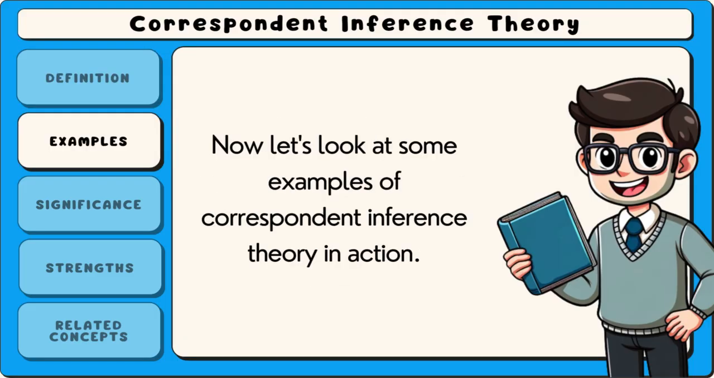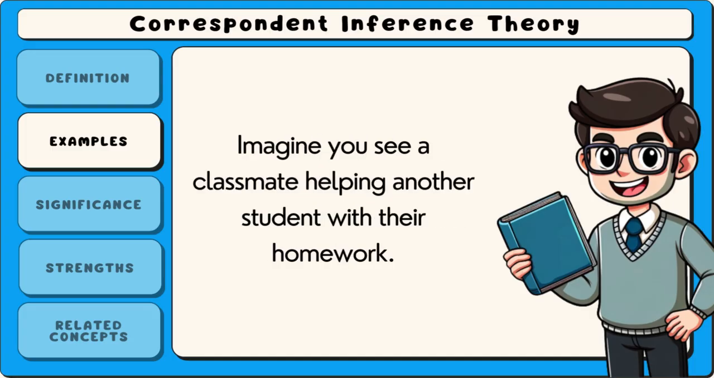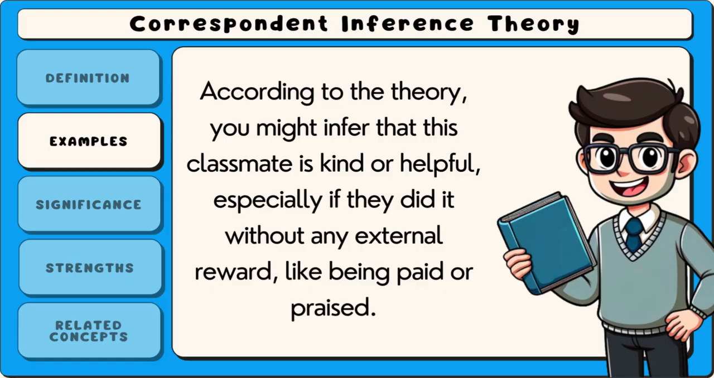Now let's look at some examples of correspondent inference theory in action. Imagine you see a classmate helping another student with their homework. According to the theory, you might infer that this classmate is kind or helpful, especially if they did it without any external reward, like being paid or praised.